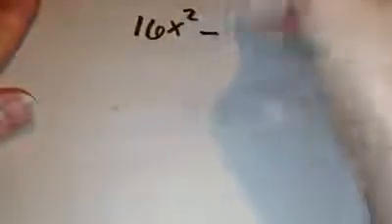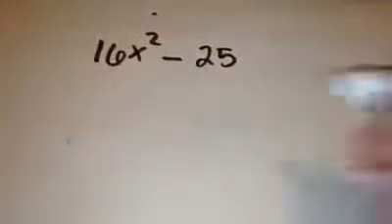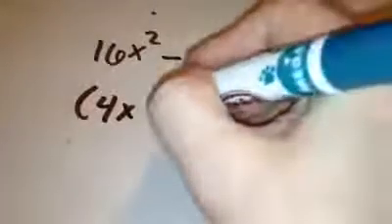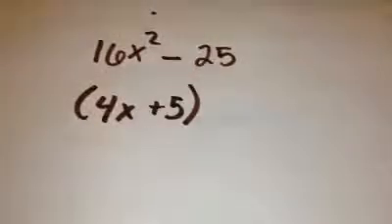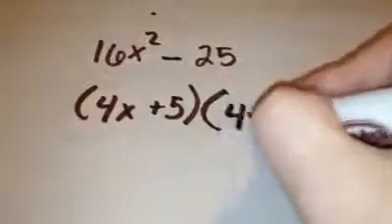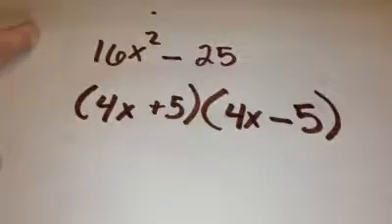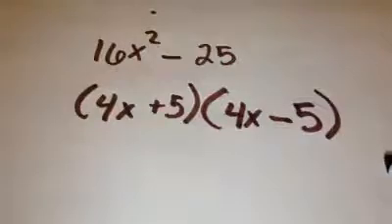Let me just move this one. If I have 16x squared minus 25, again, I can take the square root of 16 and say 4x. The square root of 25 is 5. If I put another parenthesis with a minus in the other sign, that will create a situation where the two middle terms will cancel out when I am finished distributing, leaving us with 16x squared minus 25.